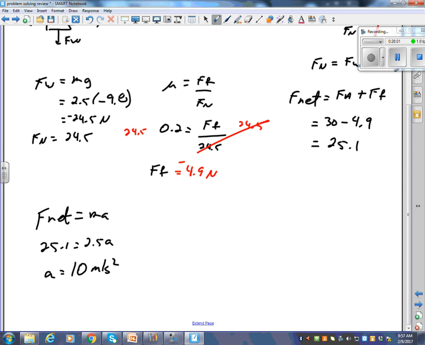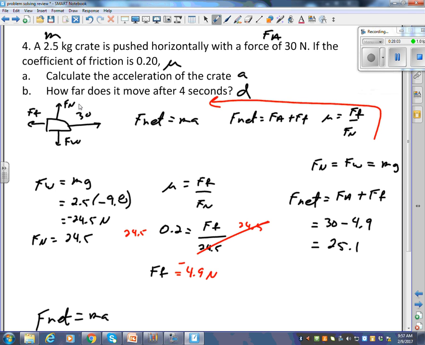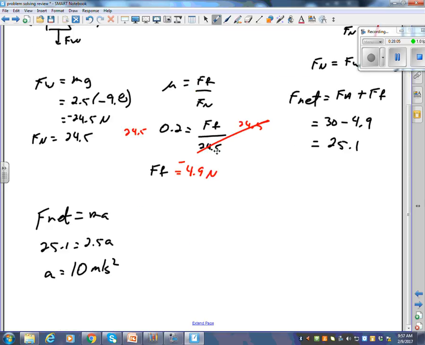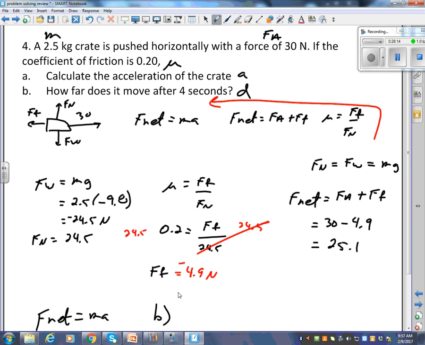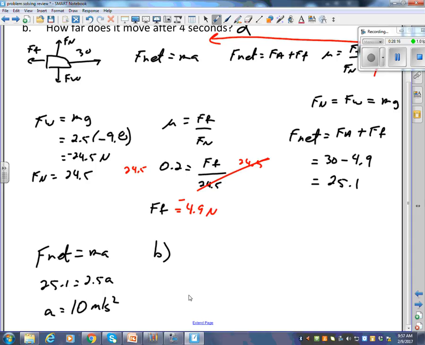Okay, so that's something new, newish, newer today. How far does it move after 4 seconds? You're going to have to do that same thing that we just did, right? Exactly the same steps that are right here. I'm going to let you do that on your own. Okay, you do that on your own. I'll write the answer down here for you right away.